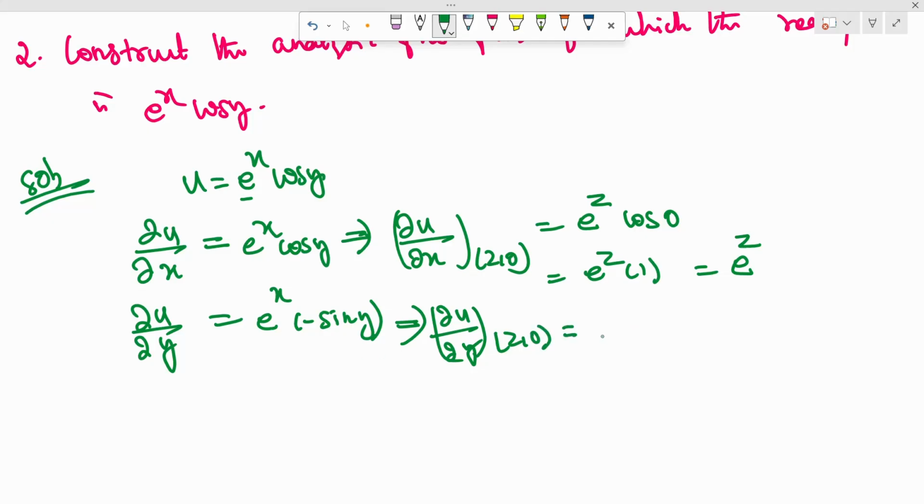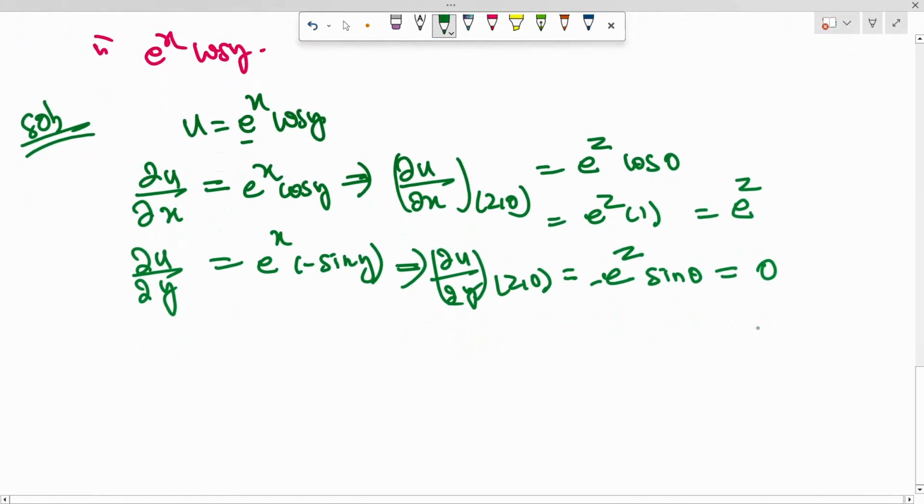Substitute here. X is equal to z, okay. Y is equal to 0. Negative sign written here. We know that the value of sin 0 is 0. Okay. Now substitute these two values in the formula.